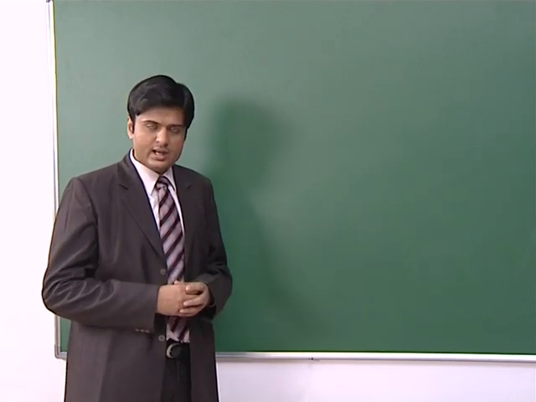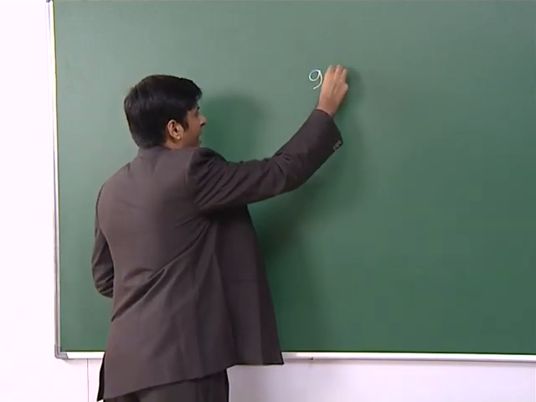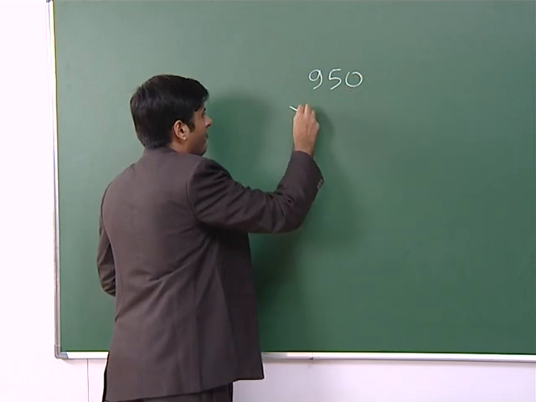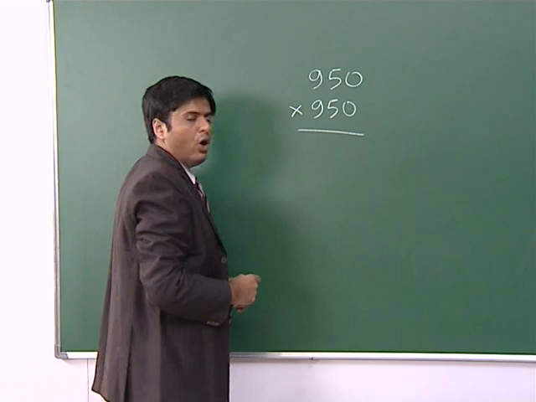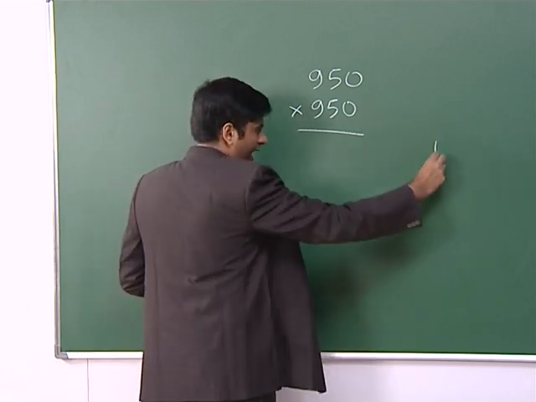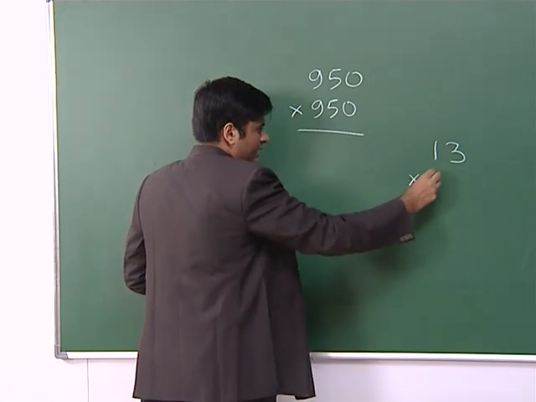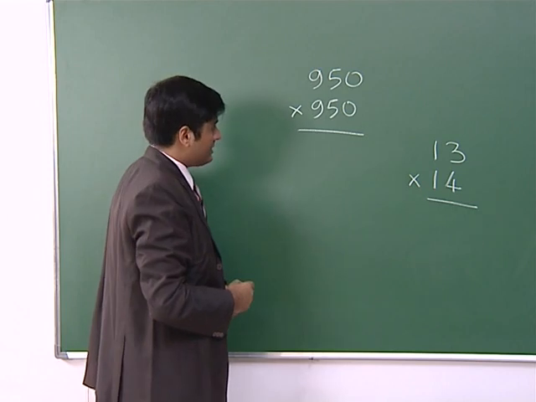Let us see how to do that. Suppose I have to multiply, say, 950 with 950. Or say, let us take a very simple example. I have to multiply 13 times 14. Let us see how we get the answer.